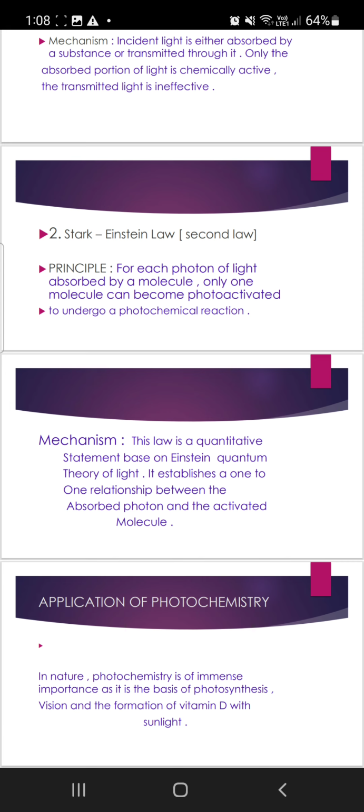So we learned about the topic photochemistry and its principle, mechanism, laws, and its applications in chemistry. I thank you and hope all of you understood. Thank you.